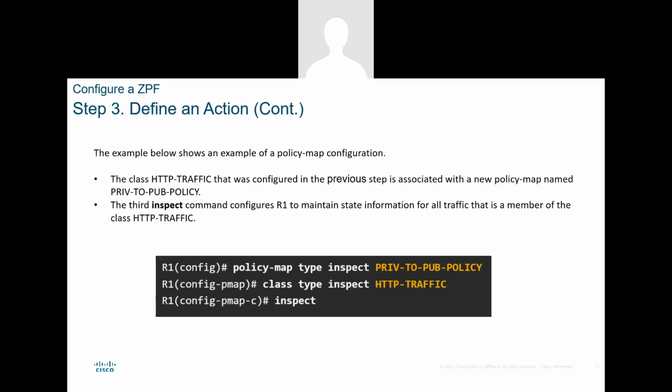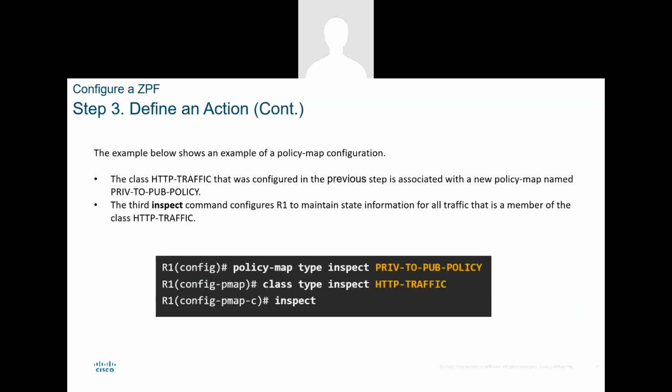So we're going to look at the example here. We're going to break down the command, what this does. So we see the policy map, private to public policy. That's being defined. This creates a policy map that's named private to public policy. So the text that's in orange will be the name for the policy. Now, this policy is going to define how traffic is treated between those zones.